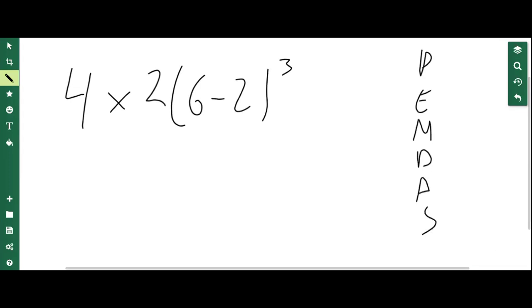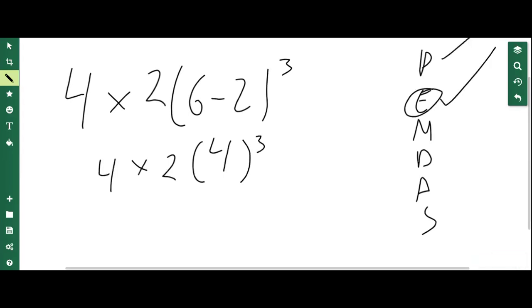PEMDAS. Right? We have parentheses first. What is 6 minus 2? And that is 4, to the power of 3. All right. So parentheses check. Do we still have exponents? Yes, we do. What is 4 to the power of 3? Gotcha. 4 to the power of 3 is 64. So now we have this.